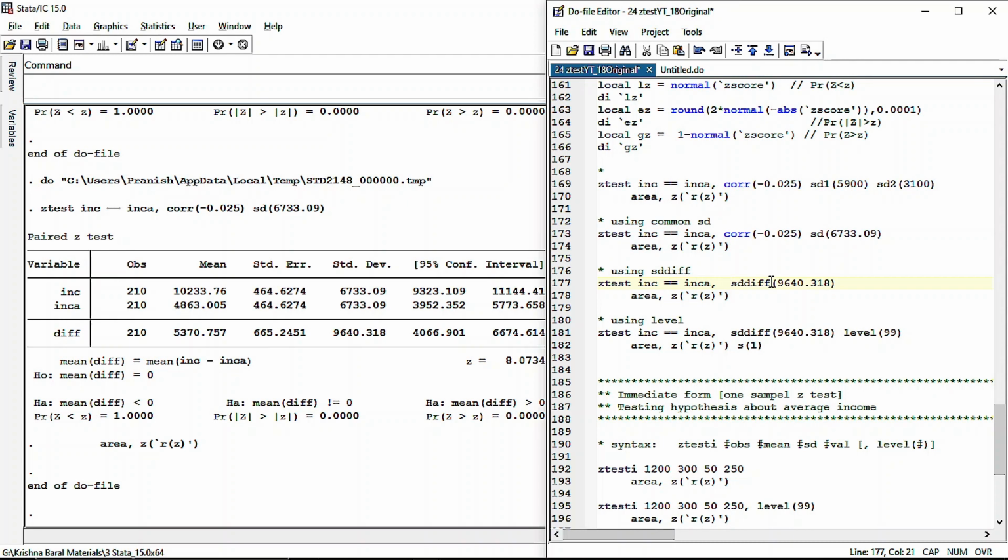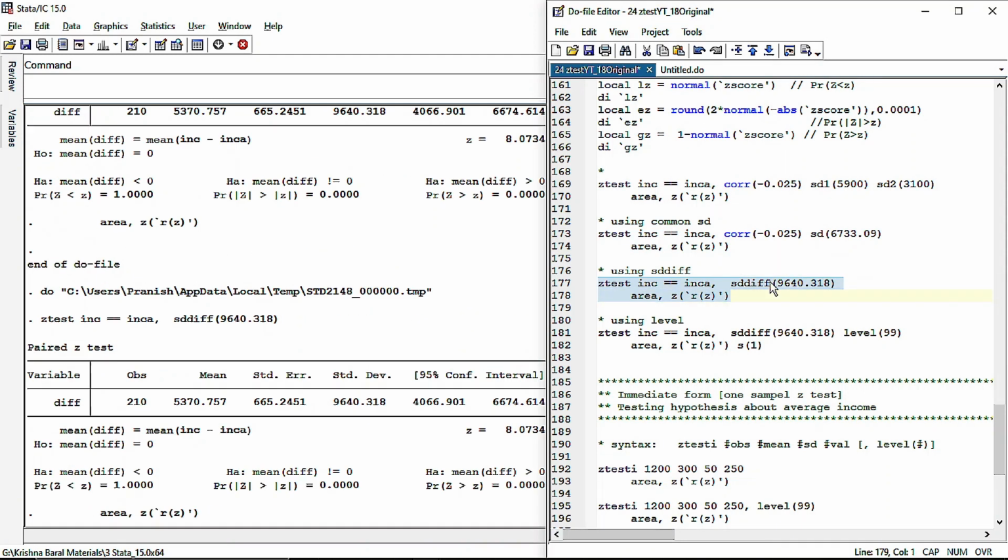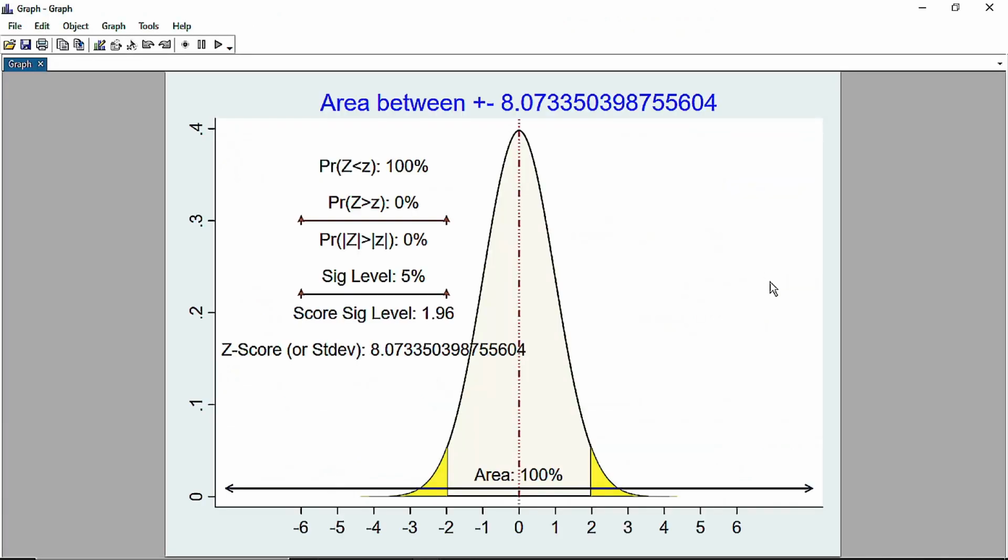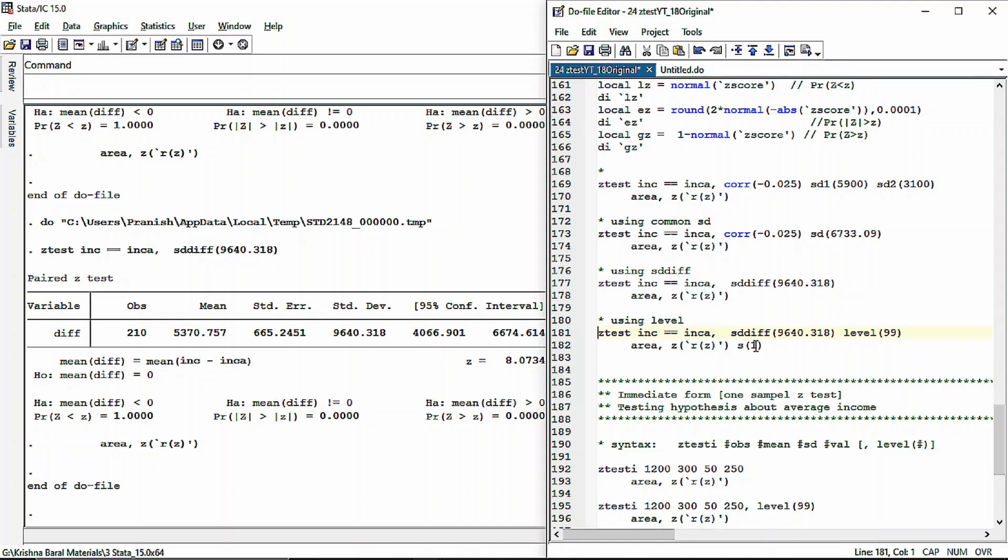We can perform the paired z-test by providing the information on the standard deviation of the difference as well. And then let us see what it looks like. Again, we get a similar result to the previous one. So for the two-tail test, we reject the null. For the right tail test, we reject the null, and for the left tail test, we fail to reject the null. And this time we are going to take the alpha value to be 1%, and let us see what happens.